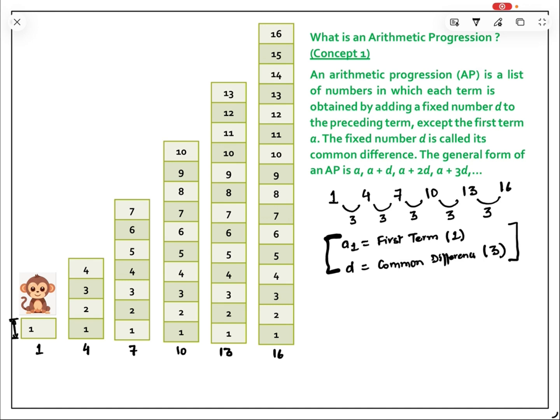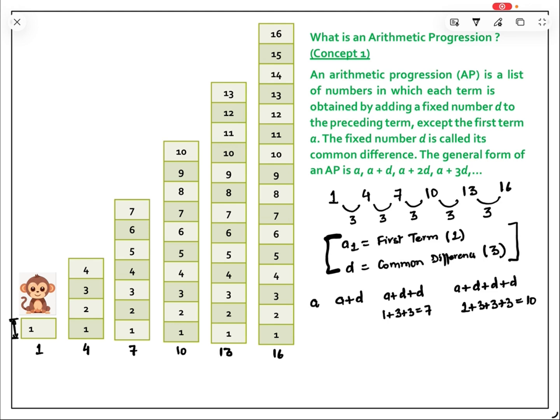So this is a series of numbers where the first term was a, and to obtain the second term, we added d to the first term and got a plus d. To obtain the third term, we added d 2 times to a, so a plus d plus d. That is how we obtained 7: we started with 1, added 3 to that, and again added 3. And how did we get the fourth term? For getting the fourth term, we added d 3 times. That is 1 plus 3 plus 3 plus 3, and that is how we got the value 10.